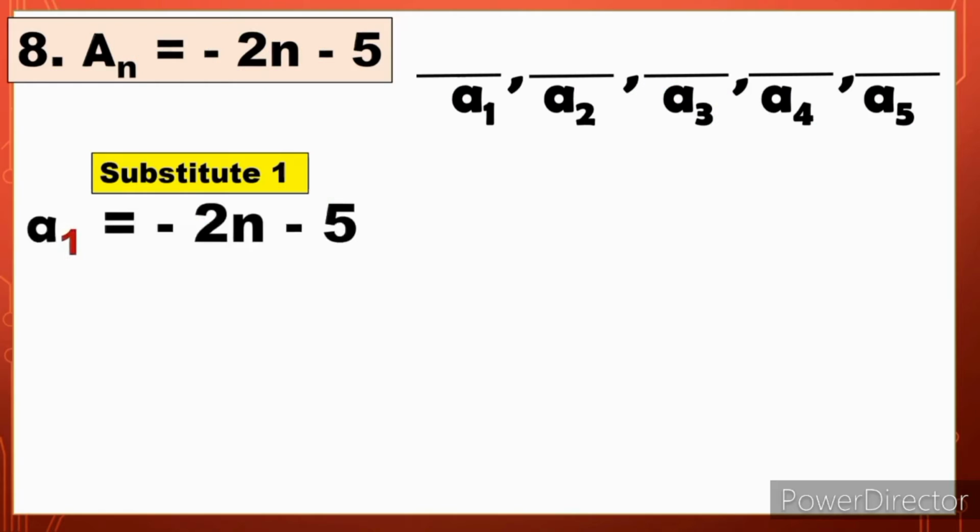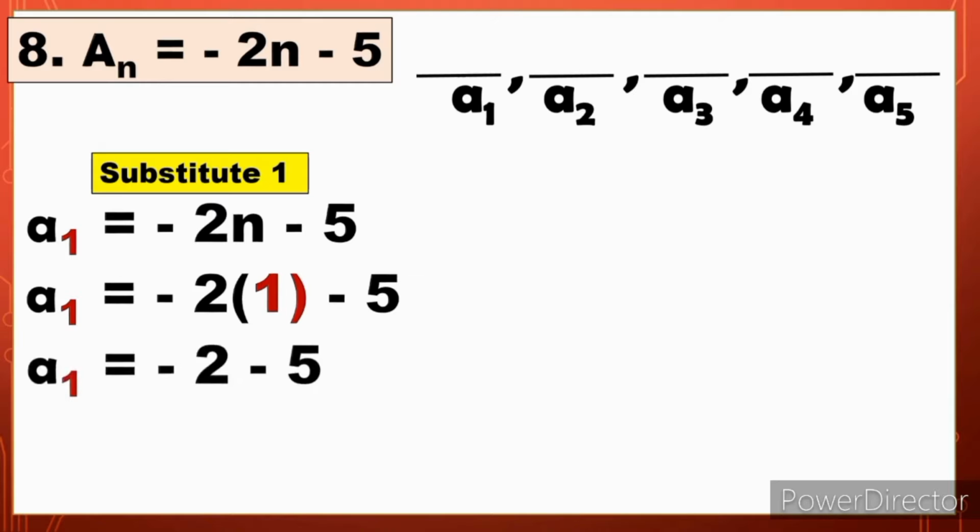To find the first term, we substitute 1. So, a sub 1 equals negative 2n minus 5. So, papalitan natin yung n ng 1. So, it becomes a sub 1 equals negative 2 times 1 minus 5. So, simplify, negative 2 times 1 is negative 2. Therefore, we have a sub 1 equals negative 2 minus 5. Then, the answer is negative 2 minus 5. The answer is negative 7. So, ang a sub 1 natin is negative 7.